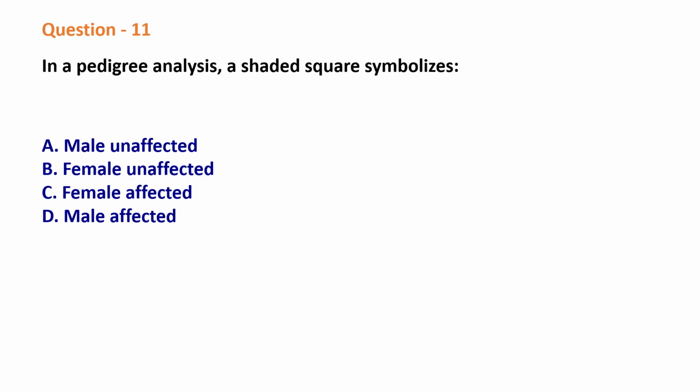In a pedigree analysis, a shaded square symbolizes, options: male unaffected, female unaffected, female affected, male affected. The correct answer: male affected.